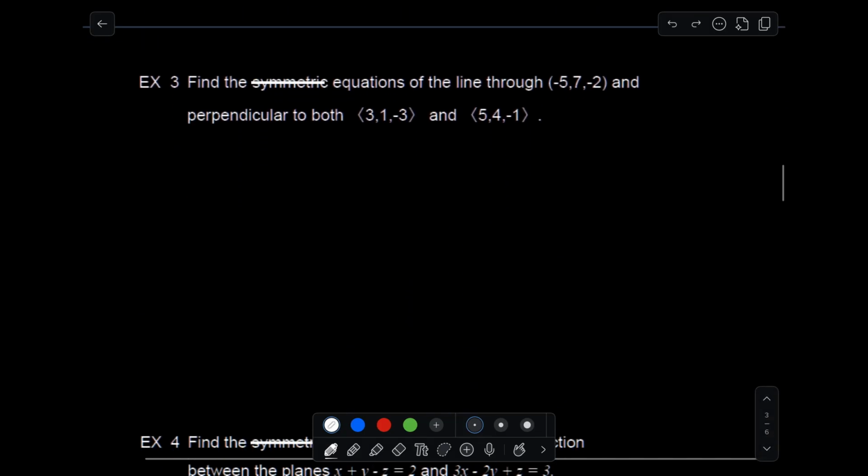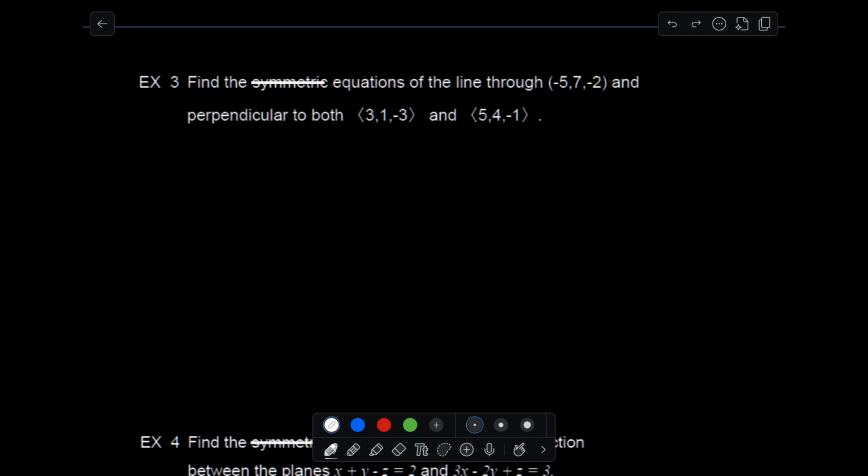And now for example 3, I forgot to remove the symmetric part from this. We're just trying to find the equations of the line through the point (-5, 7, -2) and perpendicular to both vectors right here.